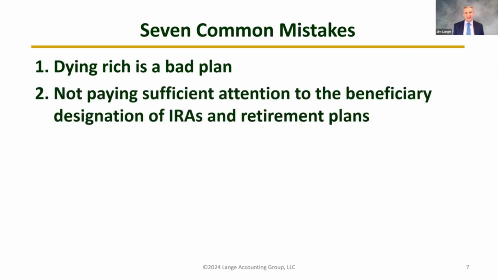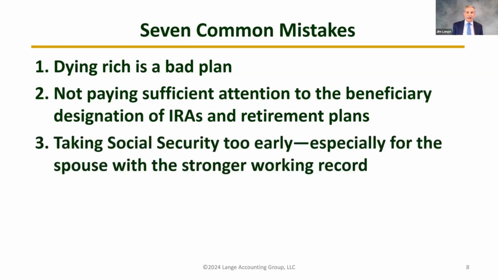Another big mistake, not paying attention or sufficient attention to the beneficiary designations of IRAs and retirement plans. People spend more time and more effort on their wills and their revocable trust, but that's not the document that controls what for many of us is the biggest asset in our estate, which is our IRAs, Roth IRAs, and retirement plans. Taking Social Security too early, very common.